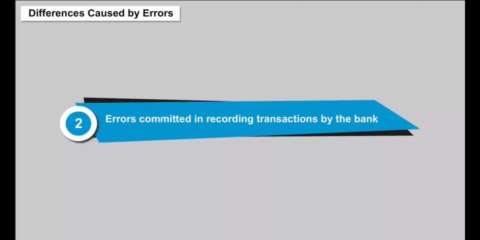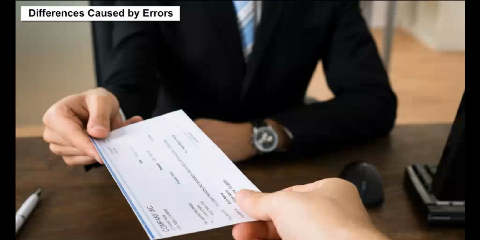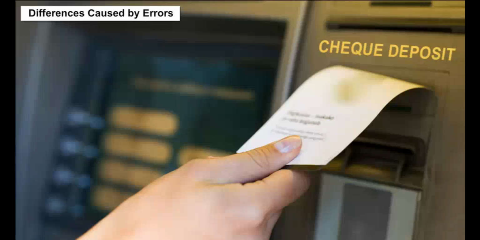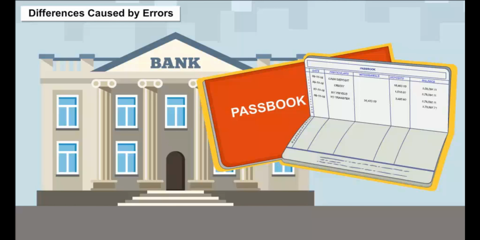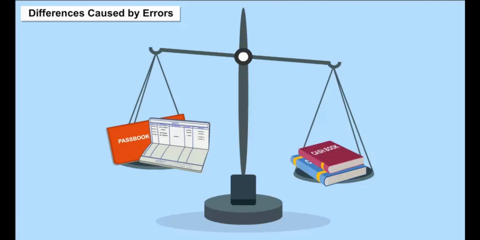2. Errors committed in recording transactions by the bank. Any omission or wrong recording of the transactions related to checks issued, checks deposited, wrong totaling, etc., committed by the bank in the passbook will create an imbalance between the bank passbook and the firm's cash book.